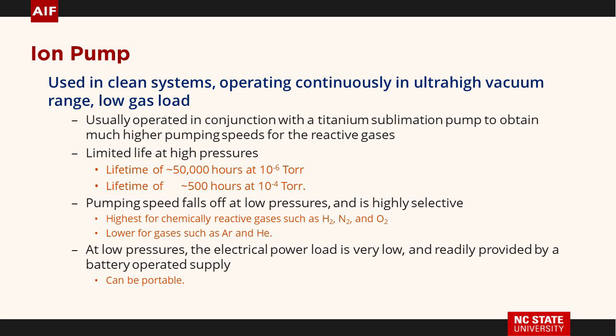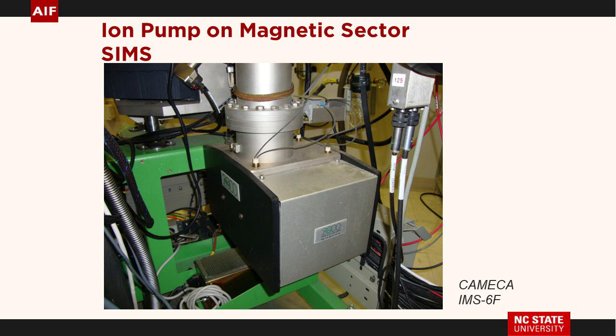And at 10 to the minus 4, it's only going to last hundreds of hours. 10 to the minus 6, 50,000 hours. You're normally operating this at 10 to the minus 8 or so. I've used them for more than 10 years, never had to do anything with them. Doesn't work as well for argon and helium. And they have little ones that can make it portable. Here's a big one. This is on a mass spectrometer. You need a crane for that.